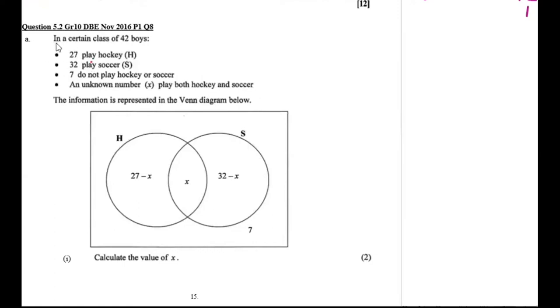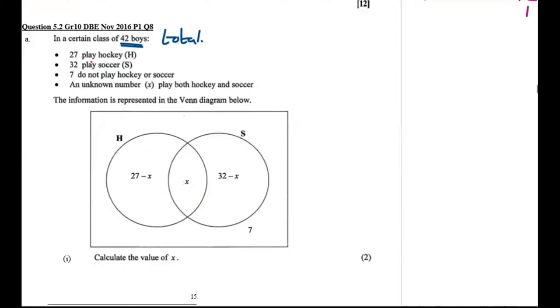Okay, so I don't know how your Venn diagrams are. This is the next one. It says in a certain class of 42 boys. Here they're giving you information on the total in the class, so if you're doing probability, that would be in the denominator. They say 27 play hockey, 32 play soccer, 7 do not play hockey or soccer, and an unknown number play both hockey and soccer. They've given you a Venn diagram and they want you to calculate this value X, which was the unknown number. Emma, any ideas of what you're going to do there?